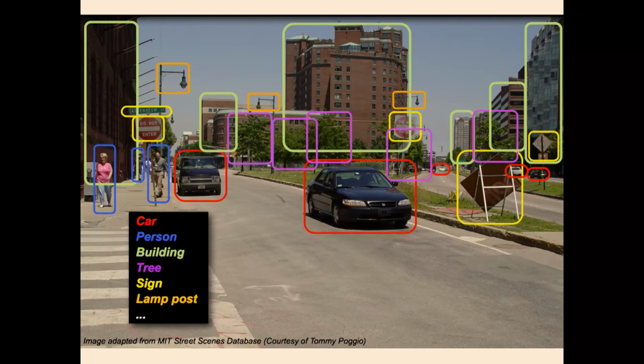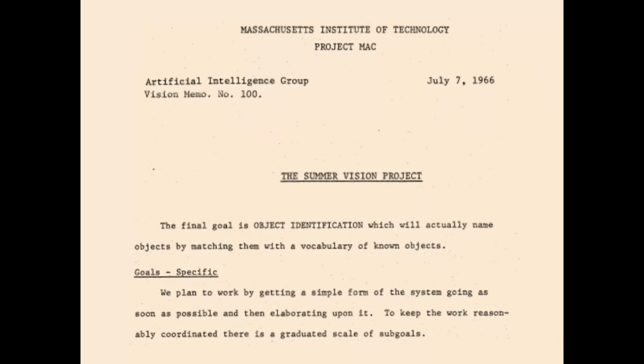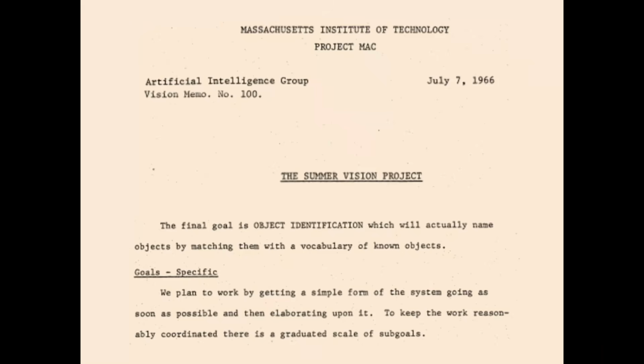The fact that it's effortless for us for a long time belied the challenge of the problem. This is a really famous memo that was put out here at MIT in 1966. How many of you have seen this before? Okay, a couple of people. This often gets trotted out as an example of how our perceptual competencies can seem a lot simpler than they actually are.